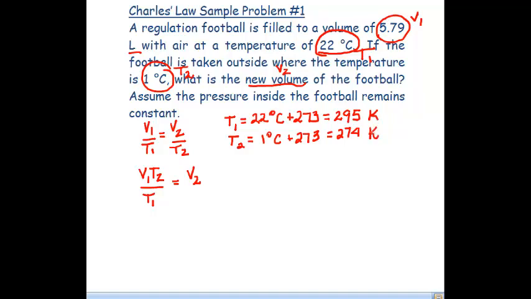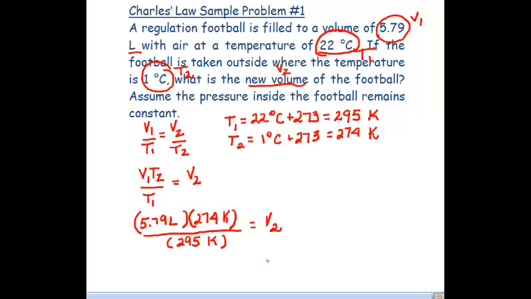All right, I've got everything I need, so let's go down here and let's substitute. V1, 5.79 liters, times T2. Make sure you use the right temperature here. This is 274 Kelvin. All of that over my original temperature, which is 295 Kelvin, and that's all going to be equal to V2.